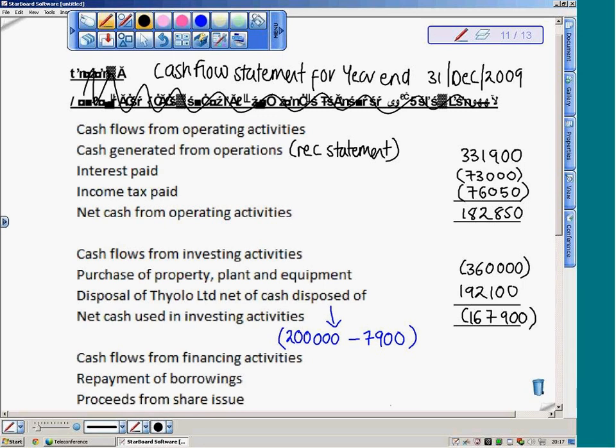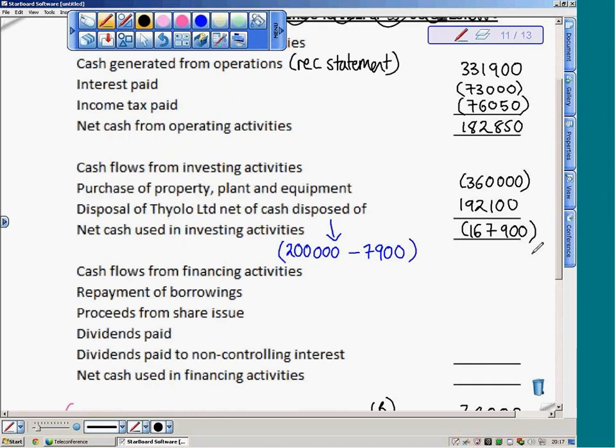Okay, that gives us a total cash flow from investing activities of negative 167,900. Okay. What we have is the financing activity. Those repayments, well, that's just the difference between liability numbers. So if we plug in our liability numbers, that's just the difference between the 736,300 and 561,700.